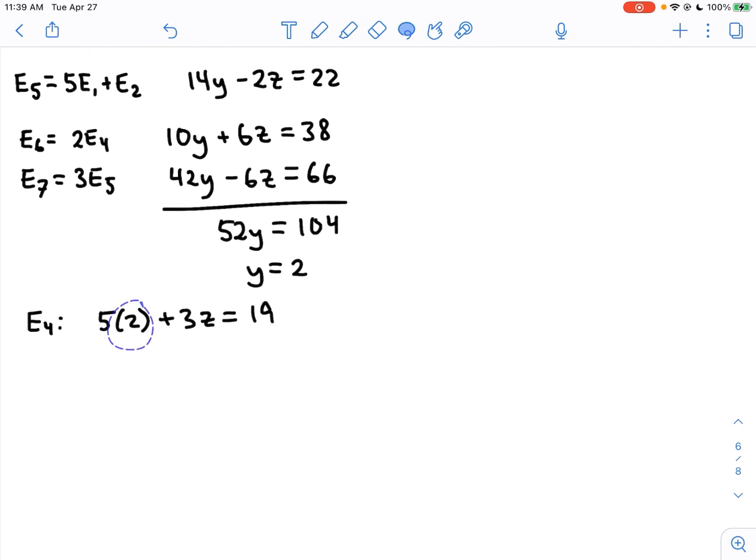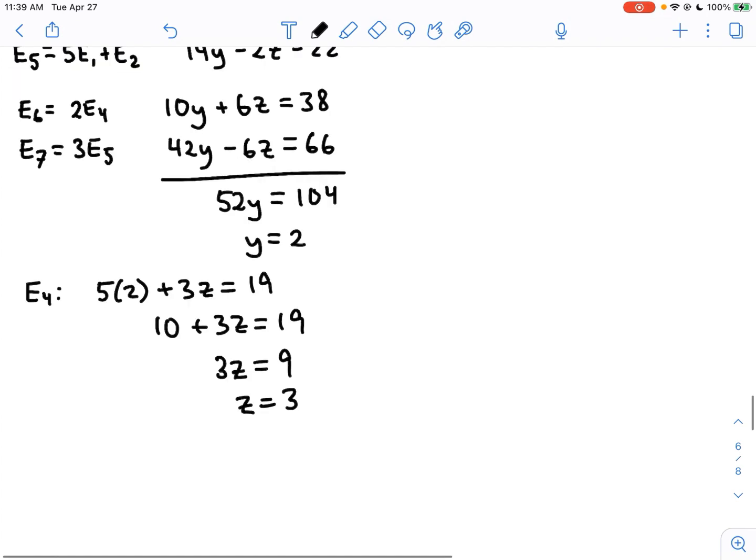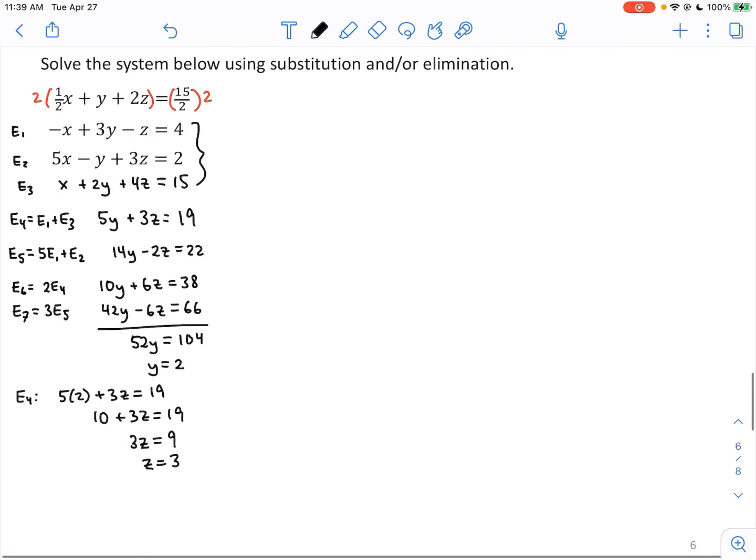You can see I cross my z's, because that could easily look like a 2. If that wasn't crossed, it might look like a 2. So we have 10 plus 3z is equal to 19. Subtract the 10 from both sides, so we have 3z is equal to 9. Therefore, z has to be 3. And then once you know z, you can substitute into any equation. Let's go back to equation 1 and substitute in what we know about y and z and solve for x.